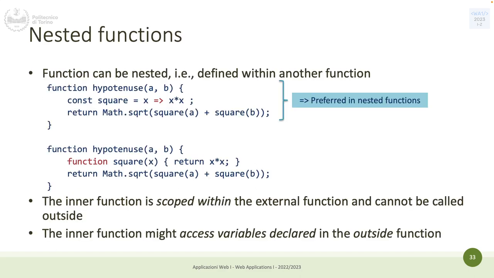Well, you can have nested functions if you want. So one function that inside has another function. Like in this case, in which you have a function that computes the hypotenuse, and inside you have another function, an arrow function, that computes the square. So instead of having an external function that computes the square, you just define and use the function at that moment, and then you proceed. And for a nested function, it is preferred to use an arrow function. It's not mandatory, but it's preferred.